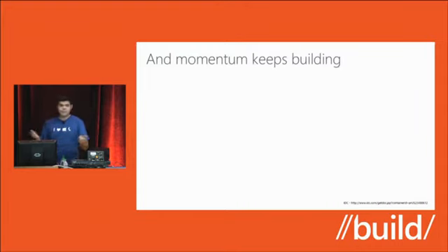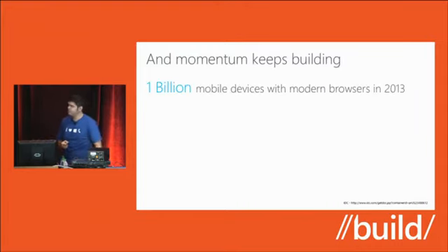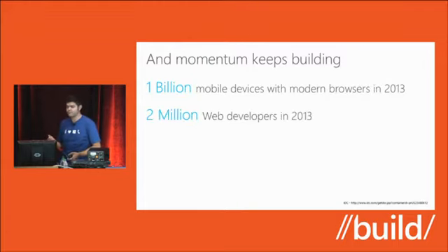Let's talk about a little bit of statistics, because we all like statistics. My friends from IDC have said that by 2013, there's going to be 1 billion devices out there in people's hands. And most people have one or two, like you guys have Surfaces and laptops and phones and multiple phones. And that's pretty awesome. There's going to be 1 billion of those devices that are capable of HTML5 content. So that's a lot of devices.